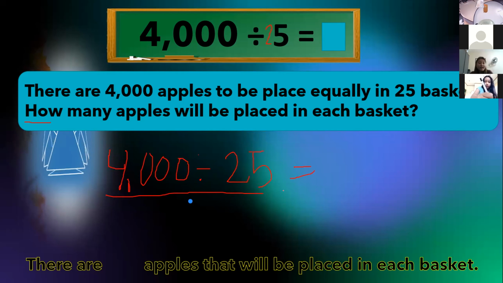So what is the answer again? I hear already the answer. What is it again? Okay, very good. 160. Very good. So there are 160 apples that will be placed in each basket.